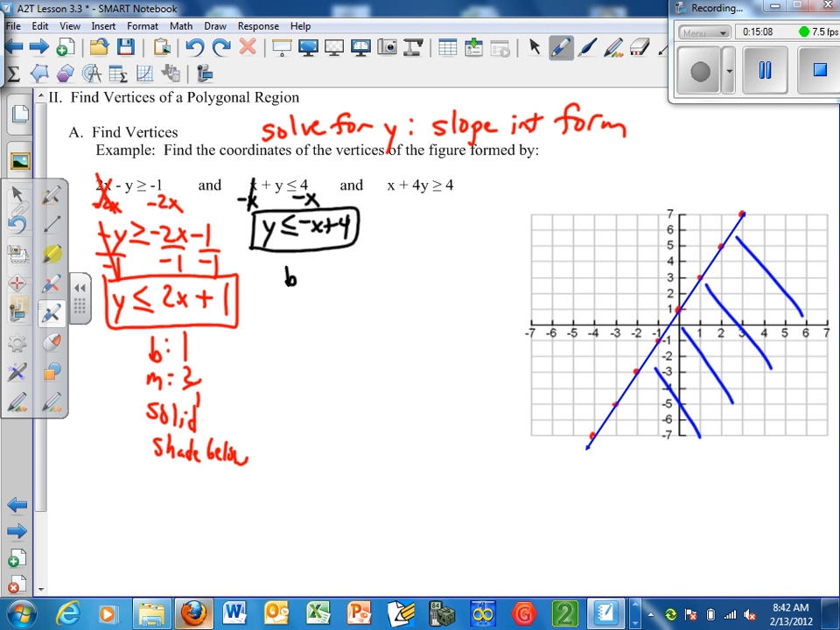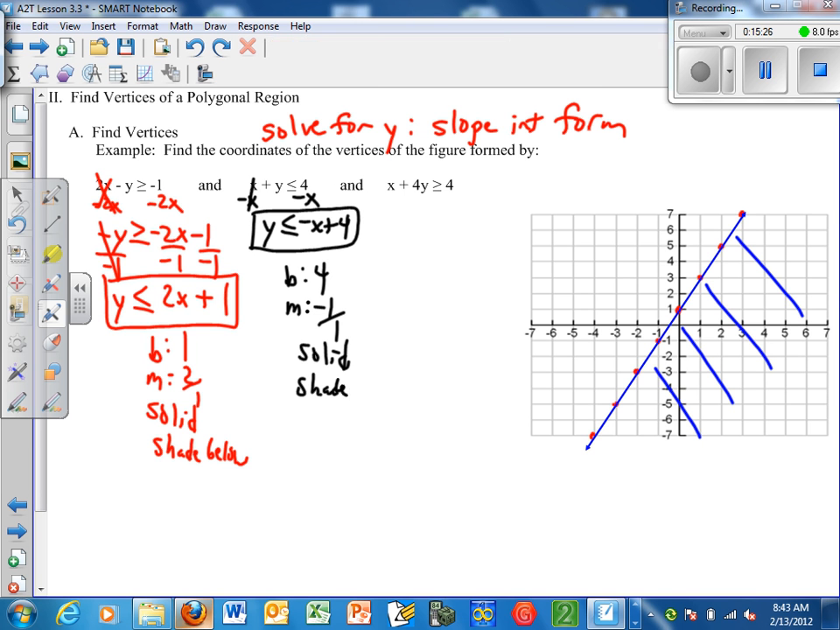The y-intercept is 4. The slope is negative 1, because that's what's in front of x, but as a fraction it's negative 1 over 1, which is going to mean down 1, right 1. That would also be solid because of the symbol. It's got the equal to part on it, and we are going to shade below on this one also.